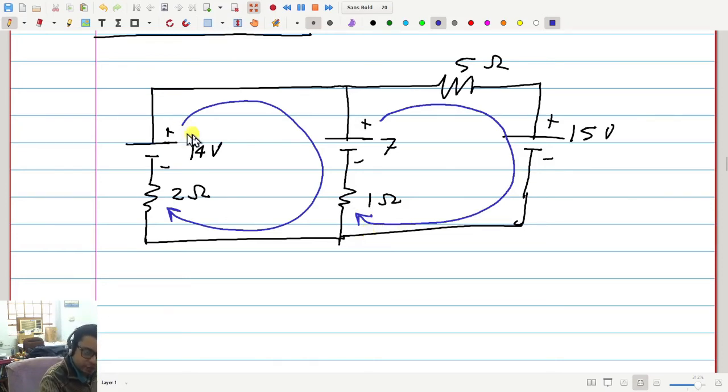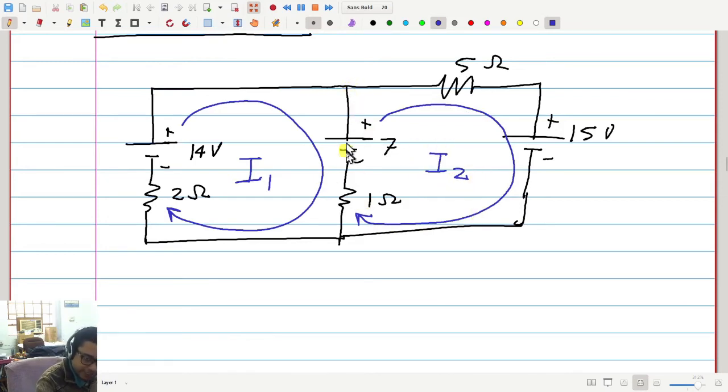Now, basically I'm considering all the smaller closed paths which you cannot subdivide into further smaller loops. Now, what we will do is as follows. We will assume that there is a current, call it I1, flowing in this loop, and a current I2 flowing in this closed loop. We don't know how much is I1, we don't know how much is I2.